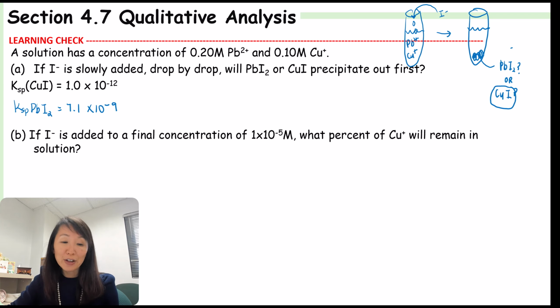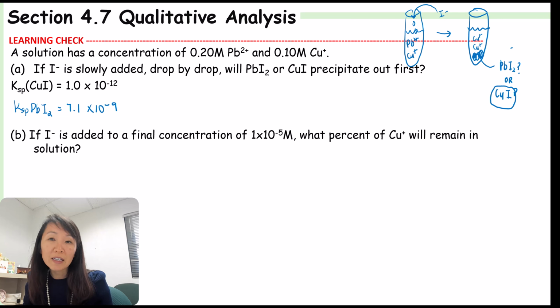Now we get into the calculation. I mean, it's not too challenging. Now, if iodide is added to a final concentration of 1 times 10 to the negative 5 molarity, what percent of copper will remain in solution? So even though not all of the copper iodide has potentially precipitated, you might have some remaining copper in the test tube. So how much of that? What's the percentage? Let's go do the percentage calculation.